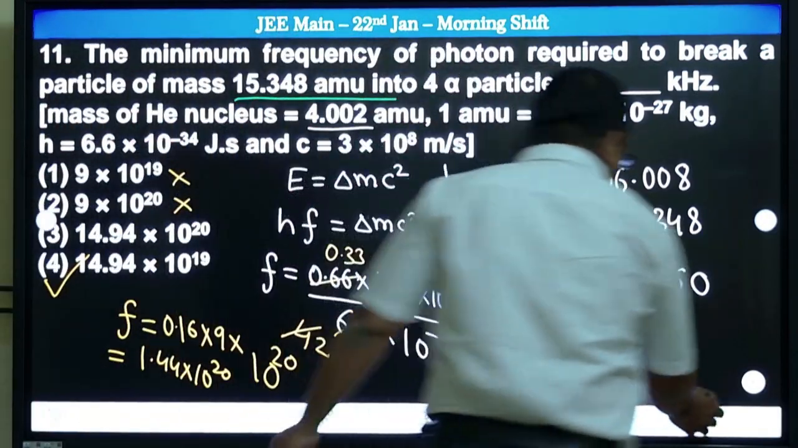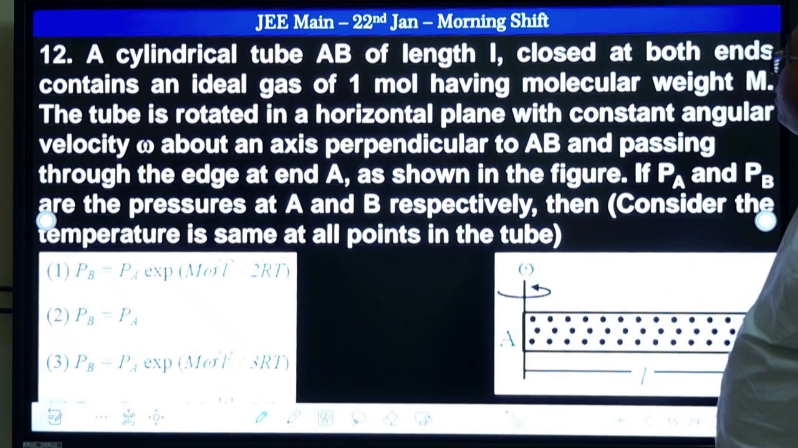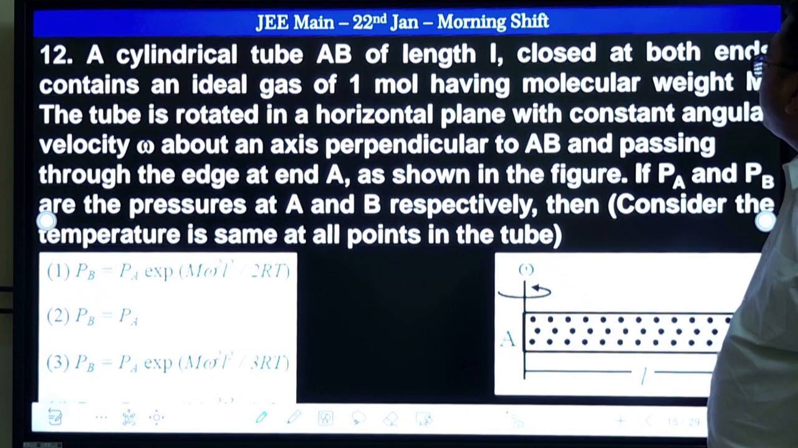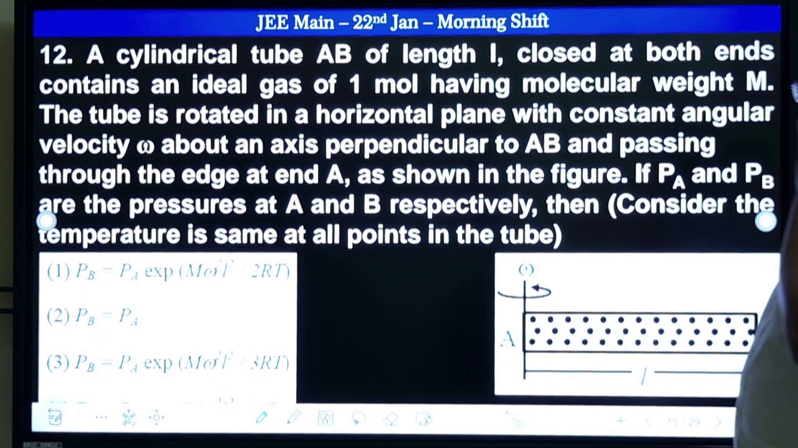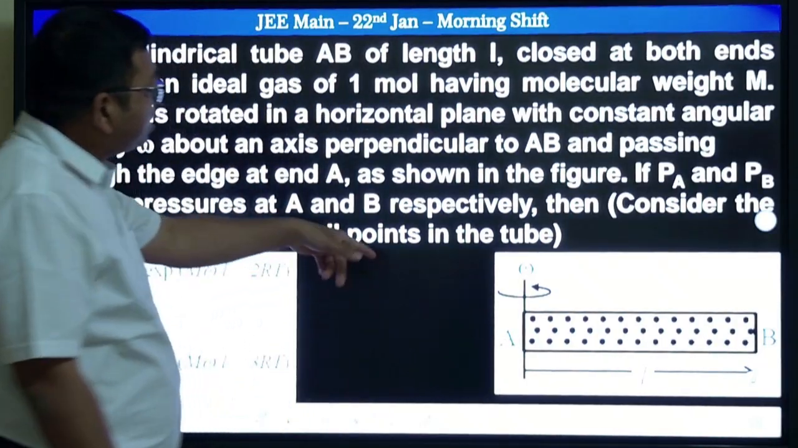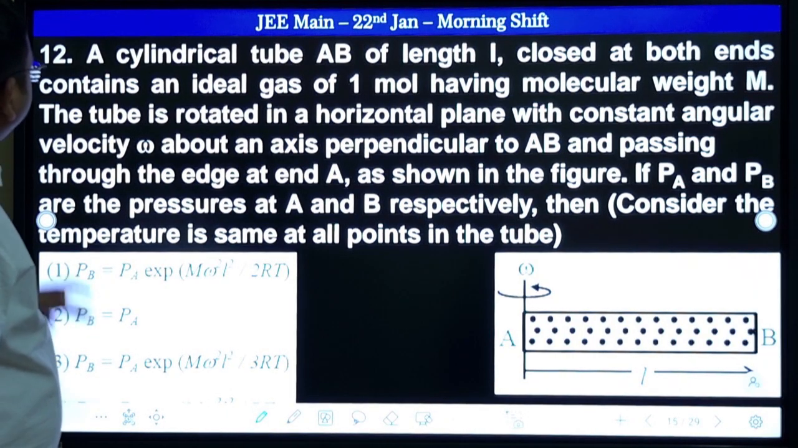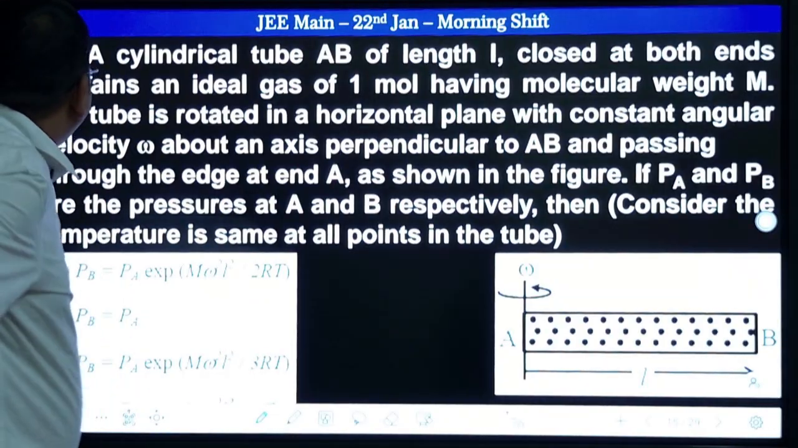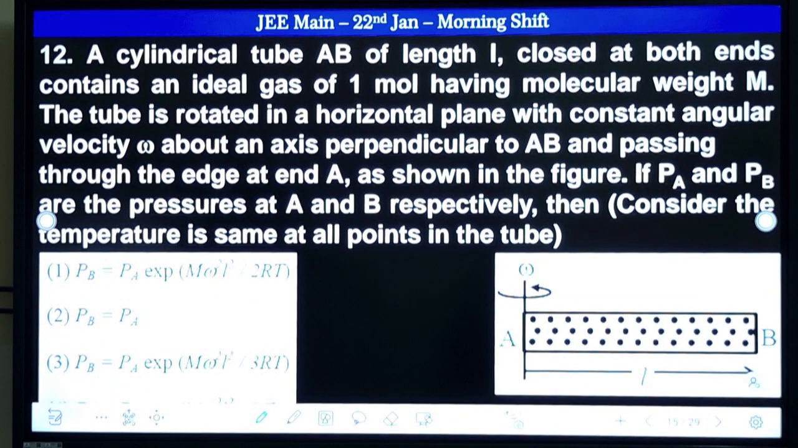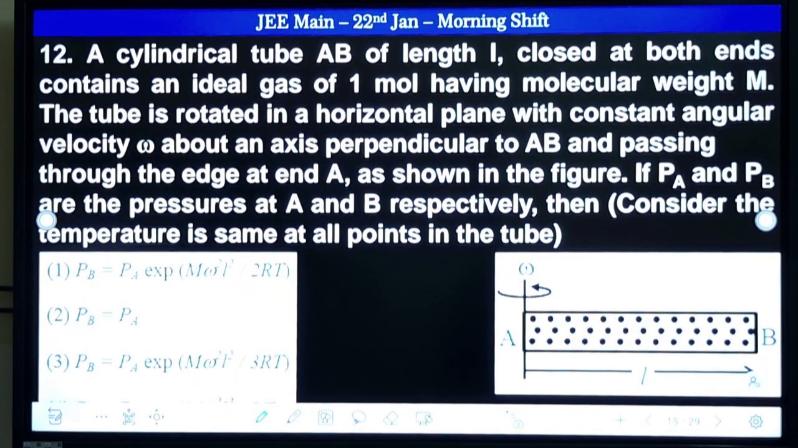Let us move next. Question number 12. A cylindrical tube AB of length L, closed at both ends, contains ideal gas of 1 mole having molecular weight M. Okay, so there is a tube whose both ends are closed, and it is rotating as in the diagram. It is rotated in a horizontal plane with constant angular velocity omega, passing through the edge as shown. PA, PB are the pressures at A and B respectively. Consider temperature the same.